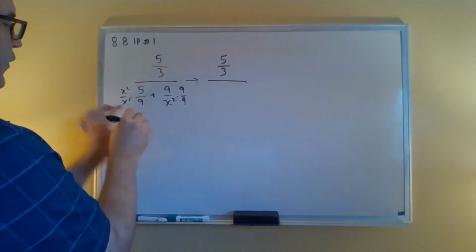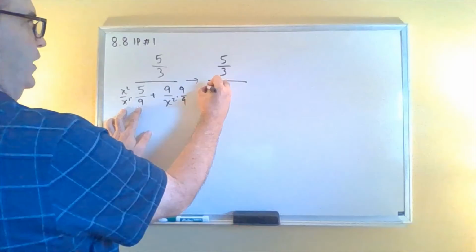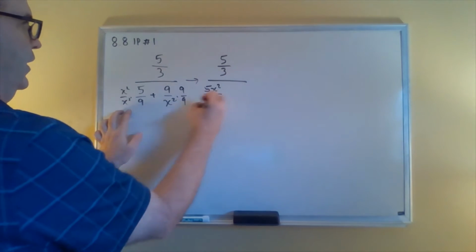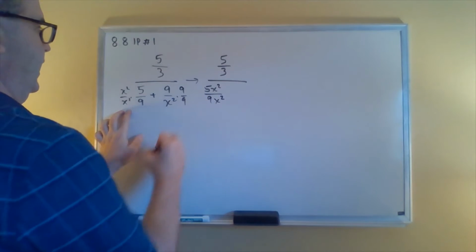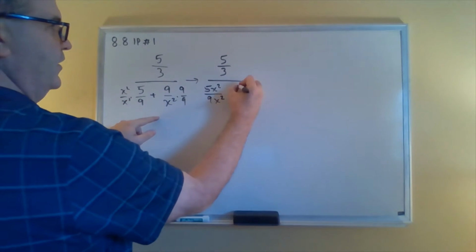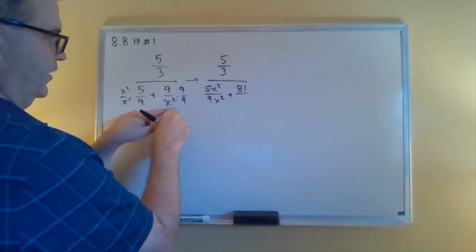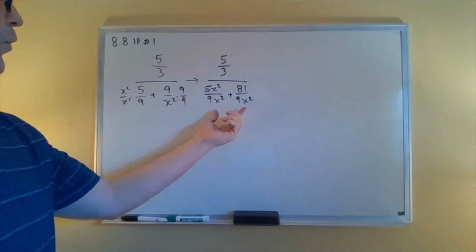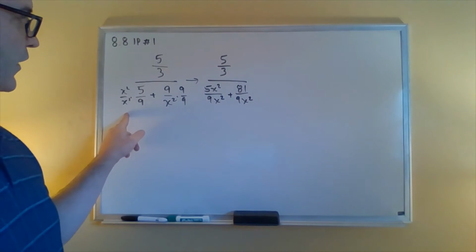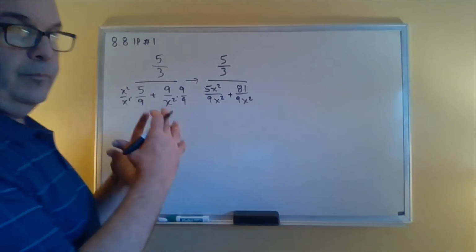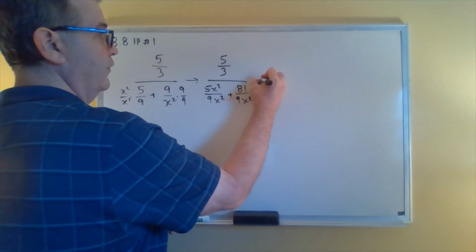What I'll end up with in my first term is 5 times x squared, so 5x squared over 9x squared. And I'm going to add to that 9 times 9, which is 81, over 9 times x squared, so over 9x squared. So you see what I've done by these two multiplications is create a common denominator of 9x squared. Now I can combine these two into one fraction on the bottom.